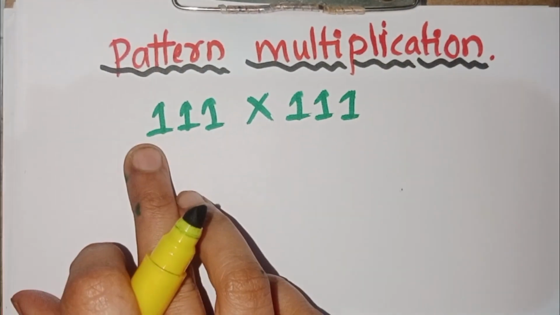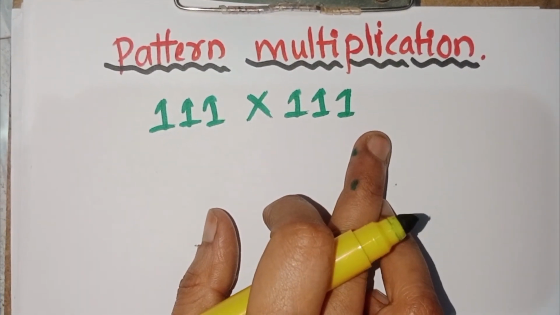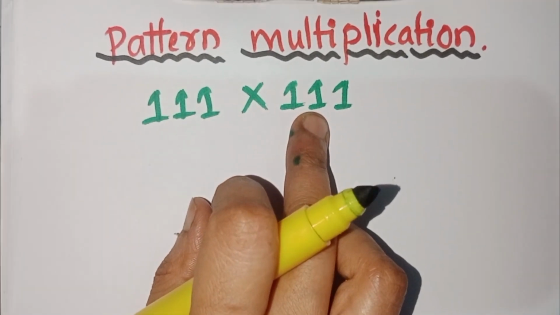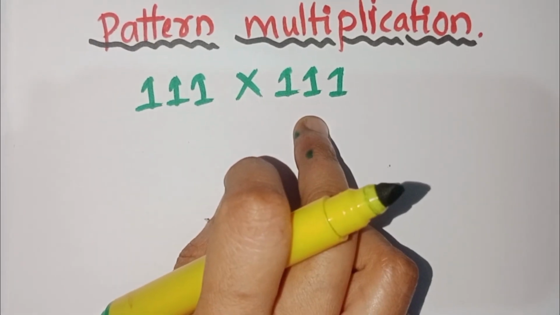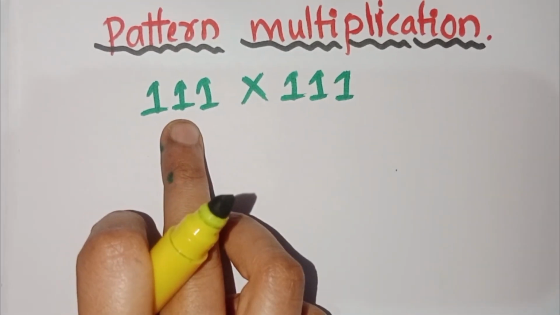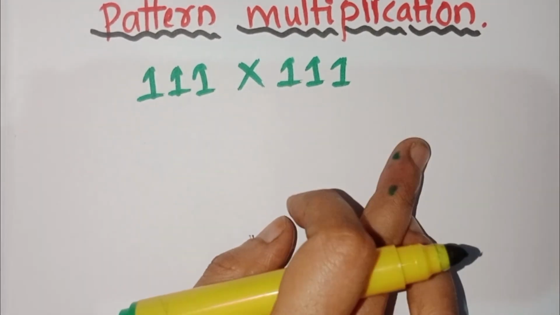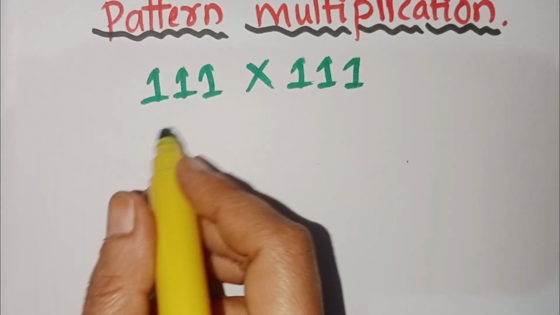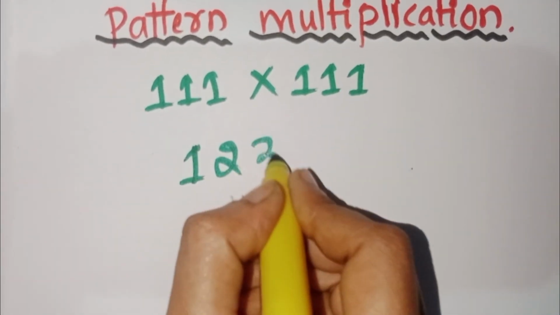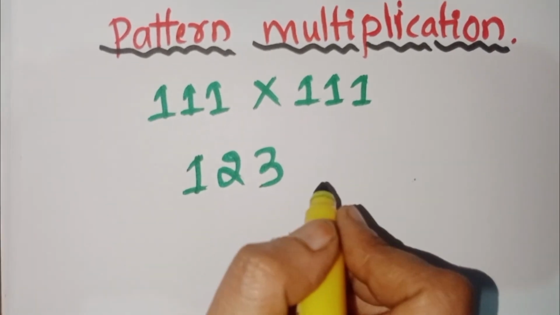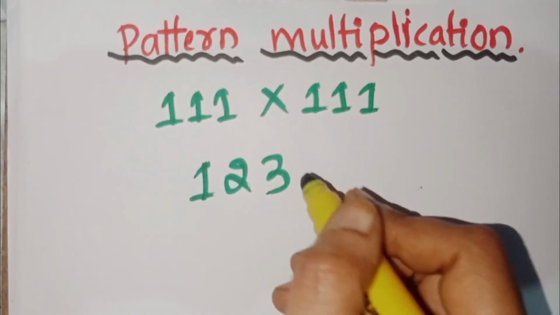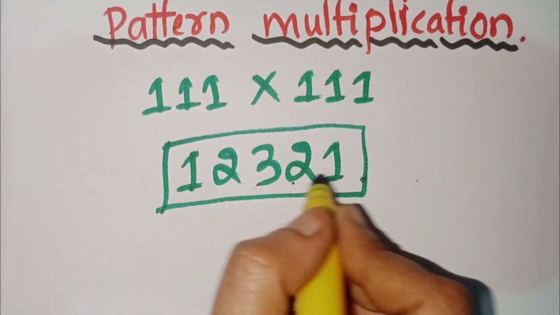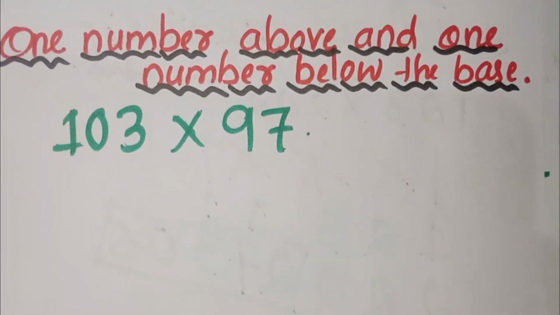Pattern multiplication. 111 into 111. Repeating digit patterns to calculate quickly. First, the digits increase one by one and then decrease. Start by counting up. 1 2 3. Then count back down. 2 1. So the answer is 12321.